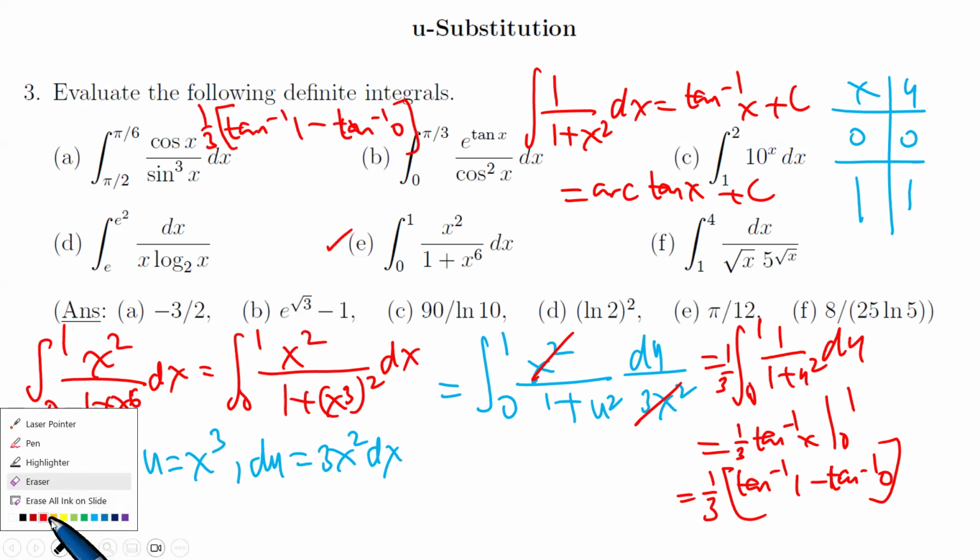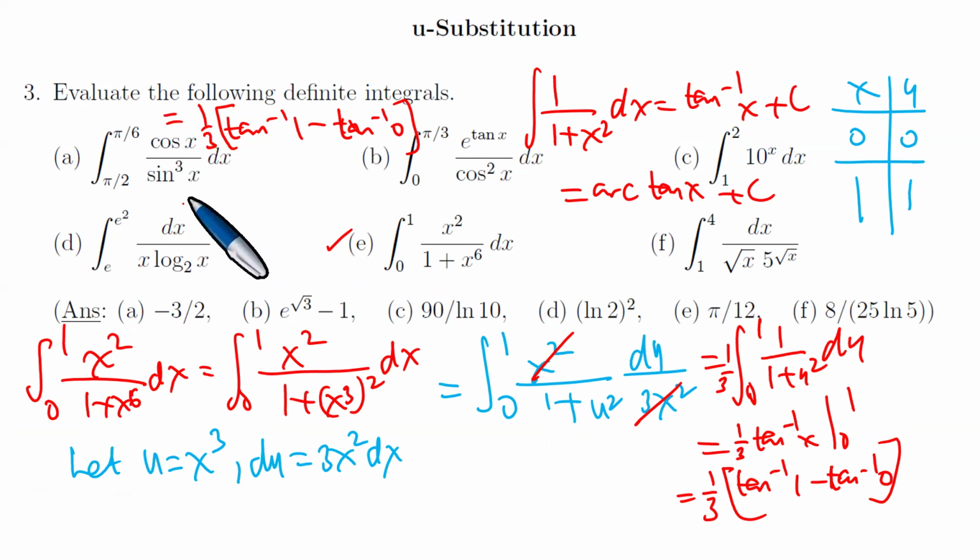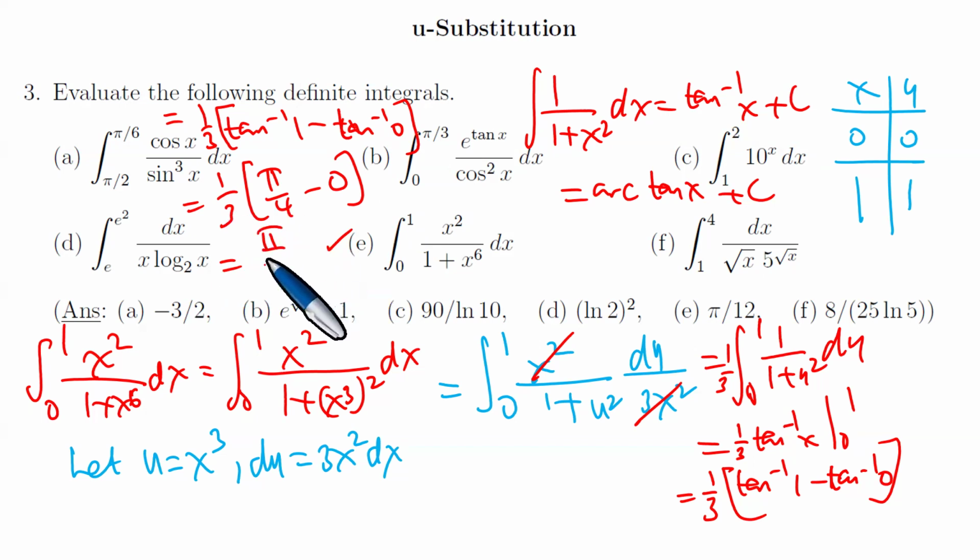Okay, so this one, 1/3. Pi over 4, arctan 0 is 0. 3 times 4 is 12. The answer is pi over 12. Pi over 12. So indeed, the correct answer has been obtained there. It's pi over 12.